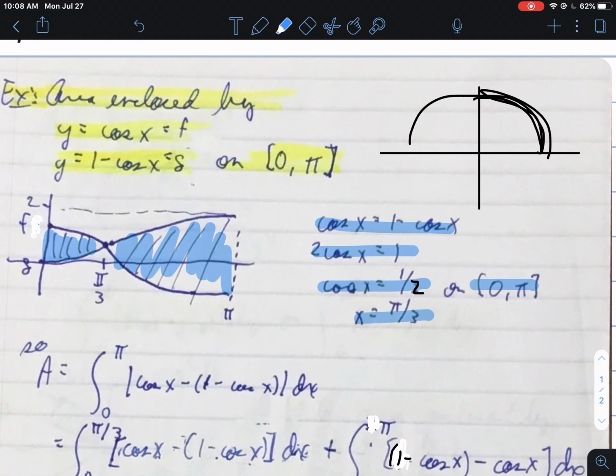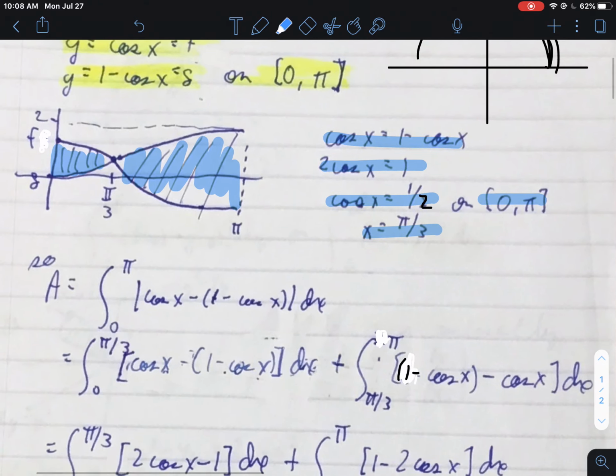So I take my integral from 0 to pi of the absolute value of cosine x minus (1 minus cosine x), and that could be written either way, but I always just do f minus g here. But with the absolute value, because we have the point of intersection, we're going to have to split that into two subintervals. The first subinterval goes from 0 to pi over 3 of the upper function, in that case f, which is cosine x, minus our lower function, which is g, 1 minus cosine x.